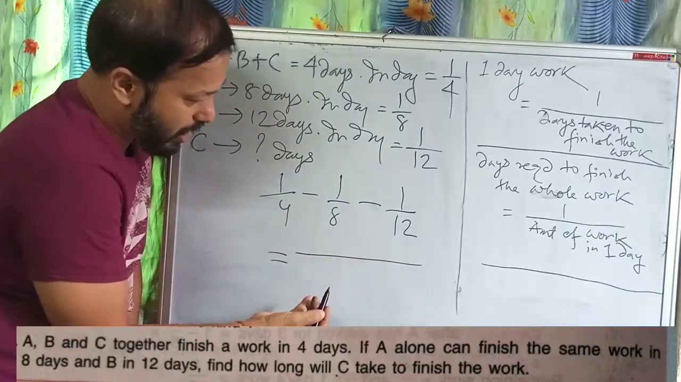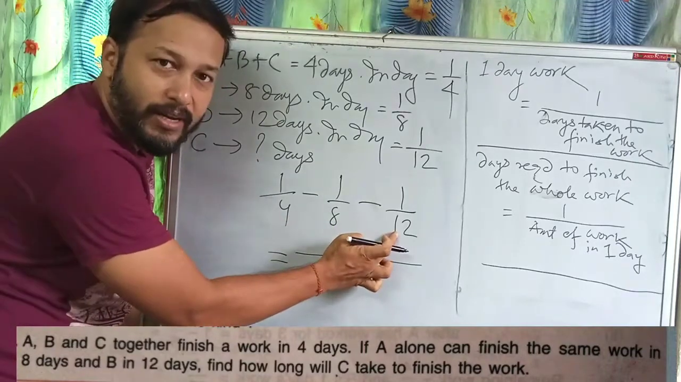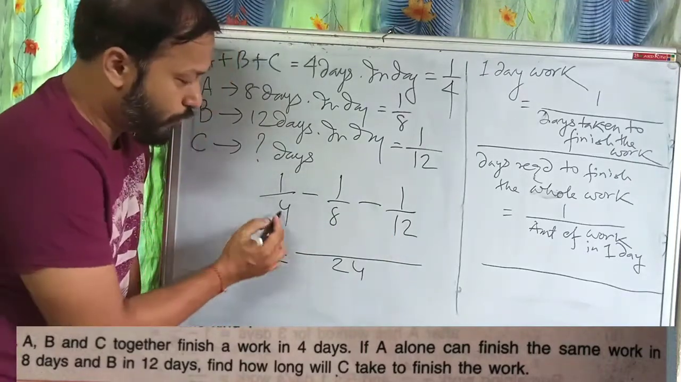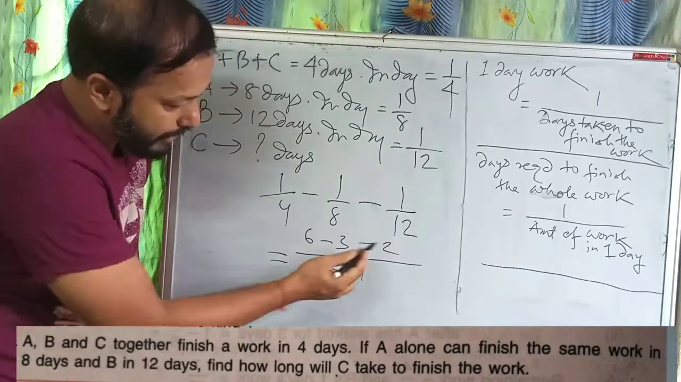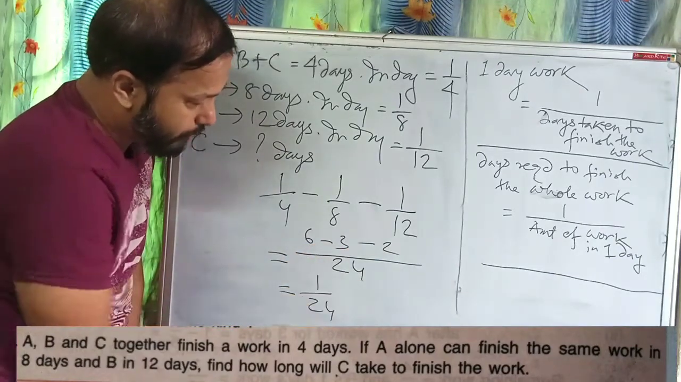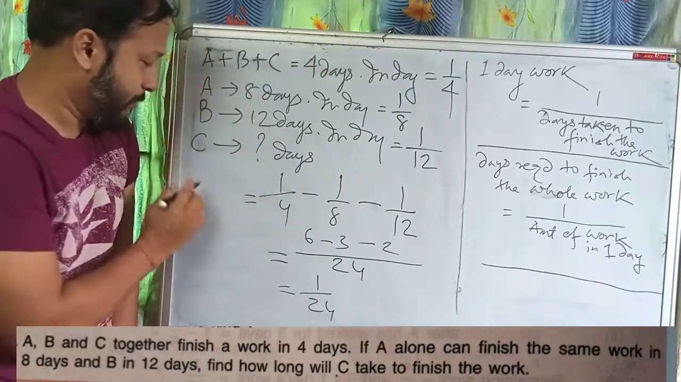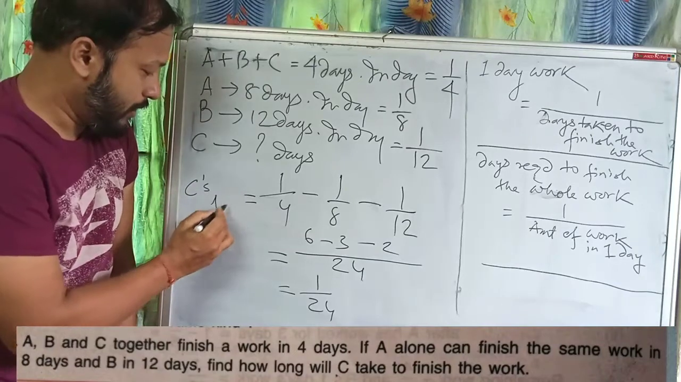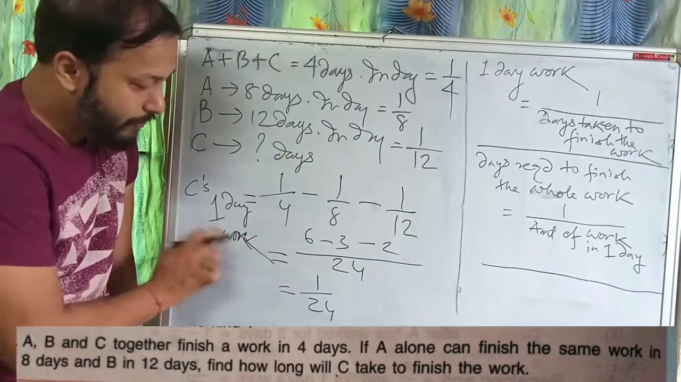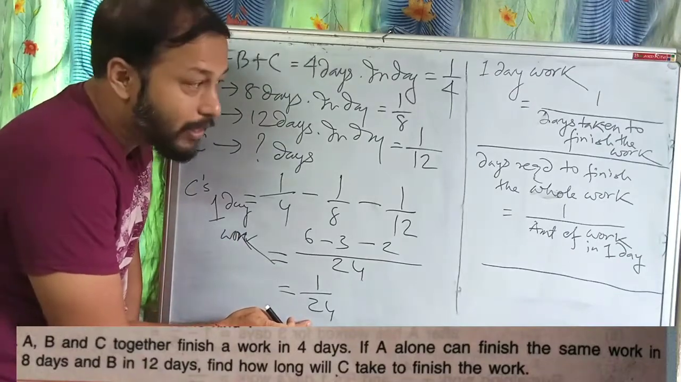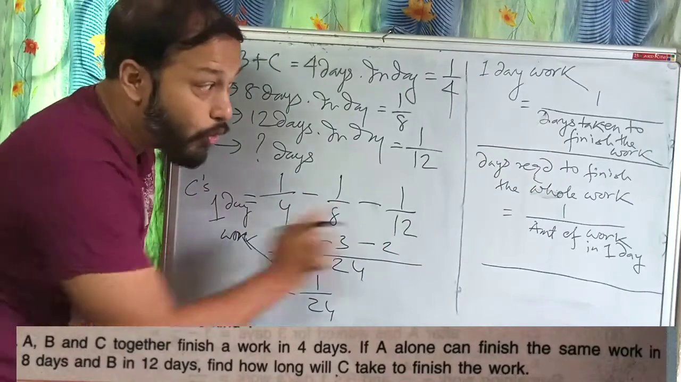So what I am getting here, that will be C. So let us do it. LCM of 4, 8, 12 is 24. So 4 into 6, minus 8 into 3, minus 12 into 2. So what we are getting? 1 by 24. So this is A's 1 day work. Sorry, C's 1 day work. If this is C's 1 day work, then how many days are required for C to finish the whole work?